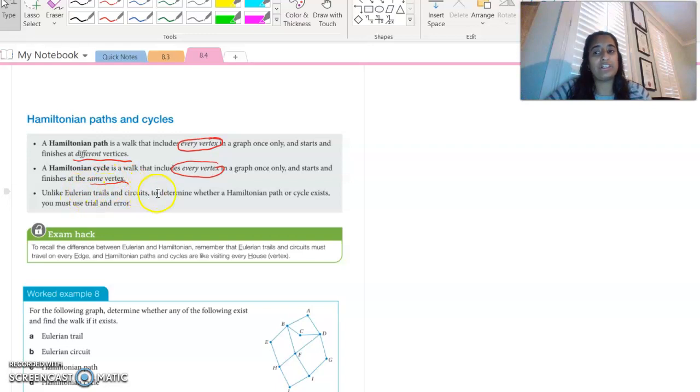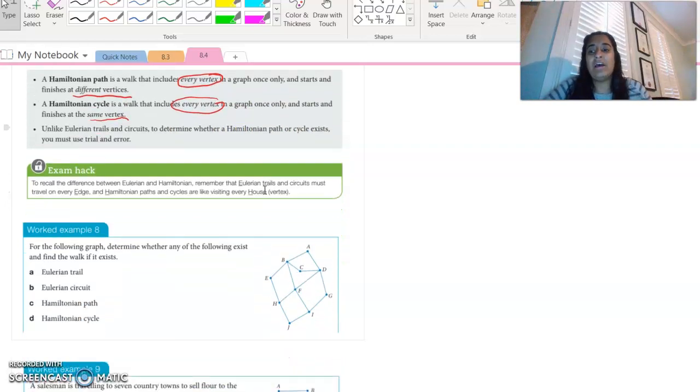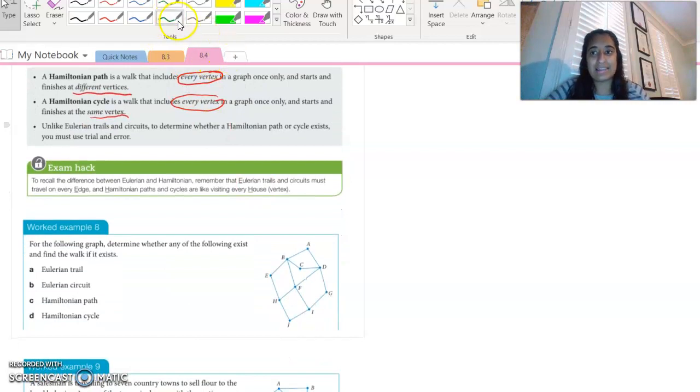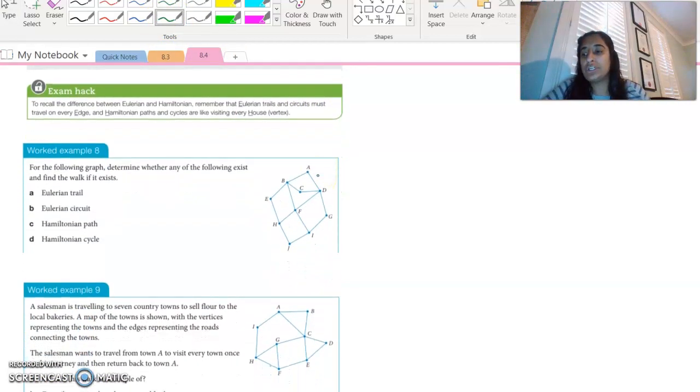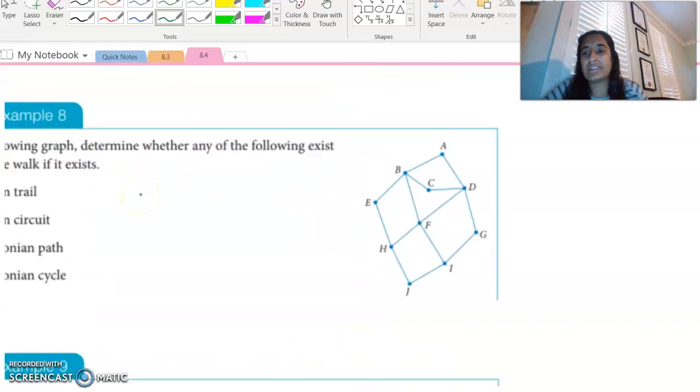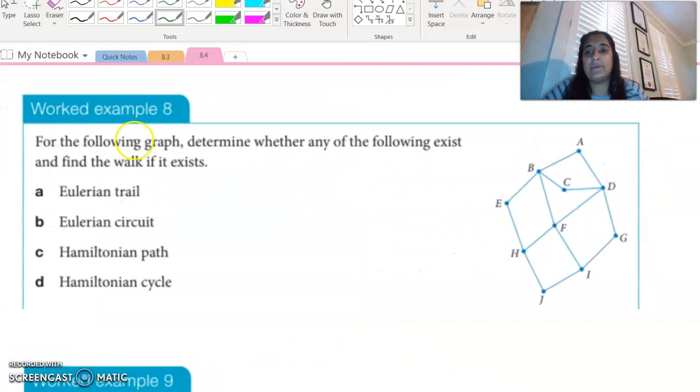So unlike Eulerian trails and circuits, to determine Hamiltonian path existence, it's basically trial and error. You've just got to ask, is there a path that exists? So in saying that, let's go through a couple of examples. Looking at worked example number 8, for this graph here we want to determine whether any of these things exist. We've got to start off by looking at an Eulerian trail.